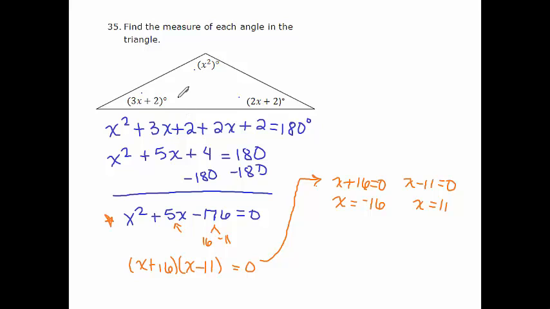So now we go back to the actual figure. Does it make sense with this particular problem to have negative values? If I put in x equals negative 16 right here, I would end up with a negative angle measure. And I can't have a negative angle measure. So that allows me to throw this one out and just use x equals 11. So when I use x equals 11, I find that this angle is 121 degrees. This one is 24 degrees. And this last angle would be 35 degrees.